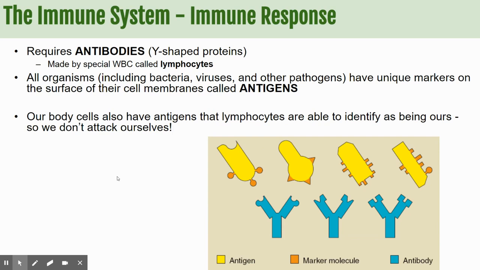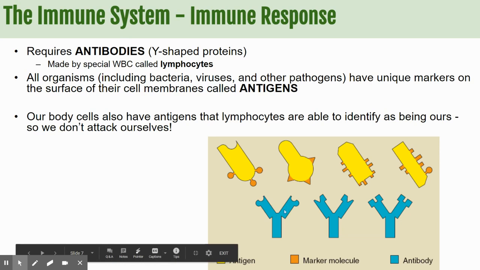All right, so you also have an immune response. This is a specific immune response, very specific to the pathogen that's entered your body. This response requires antibodies to be formed. Antibodies, there's a term you're definitely going to need to know. Antibodies are Y-shaped proteins.